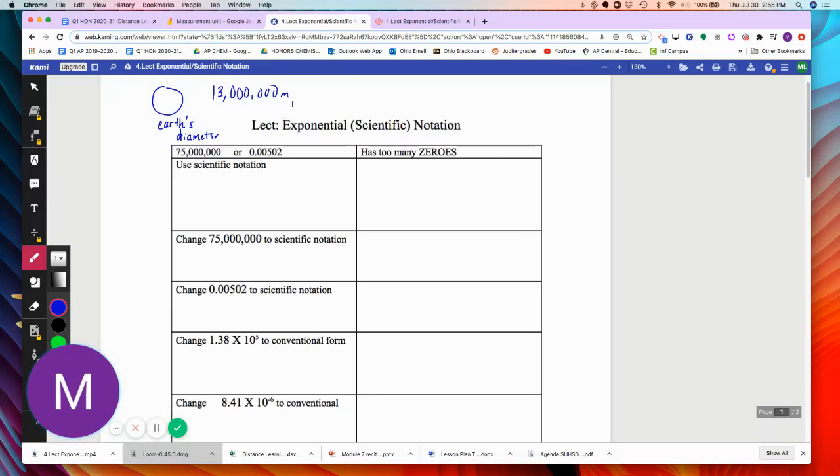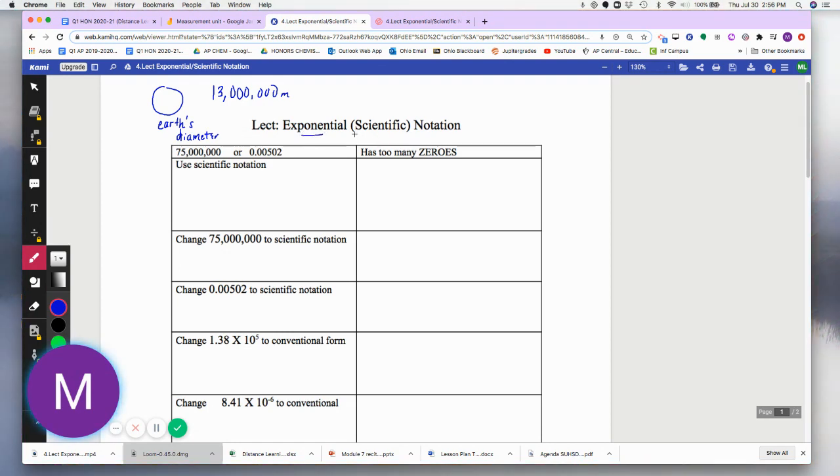Hi everybody. Today we will be talking about exponential or scientific notation. Did you know that the Earth's diameter is about 13 million meters? Do you think it's convenient to write all those zeros? Well, exponential or scientific notation is a shorthand way of writing this number without writing all the zeros.